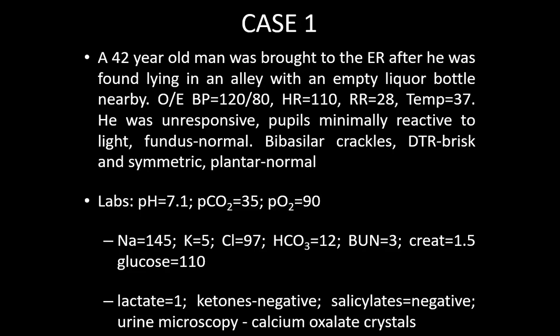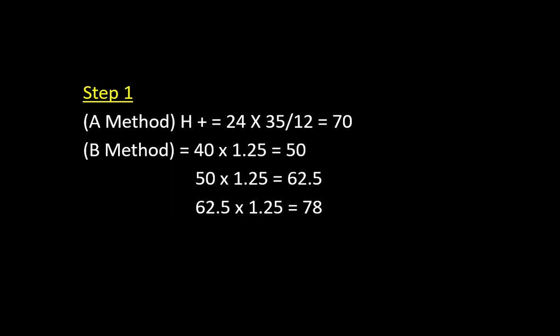Lactate is 1, ketones are negative, salicylate negative, urine microscopy shows calcium oxalate crystals. So step 1, A method, how to calculate H ion. So 24 into what? PCO2 is 35, and bicarb is 12. It is 70. B method, 40 into 1.25 because the pH change is there. So pH has changed 0.3.